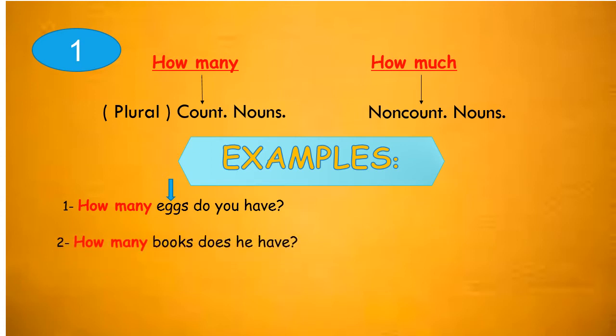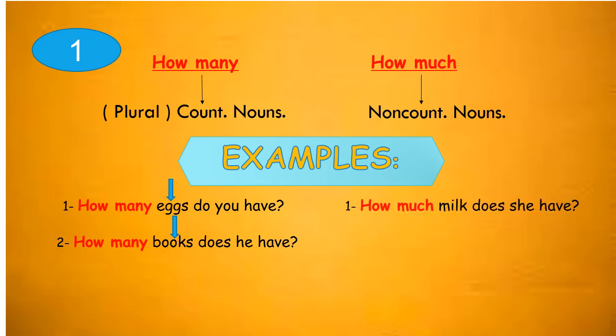Number 2, how many books does he have? So again, the noun here is books. Can I count books? Can I say 1 book, 2 books, 3 books, and so on? So I used how many.